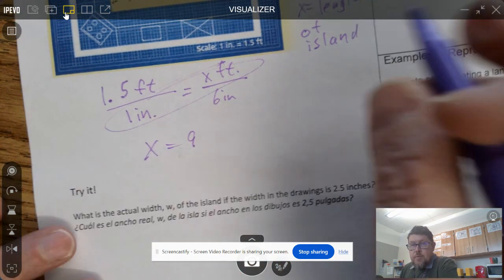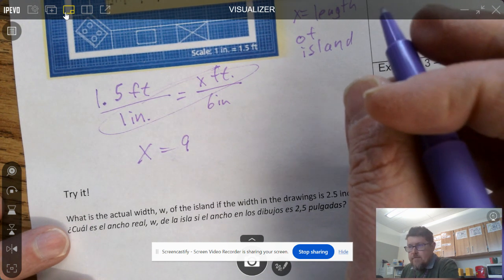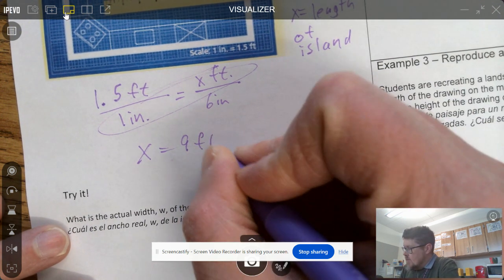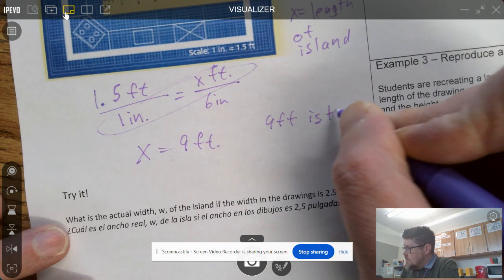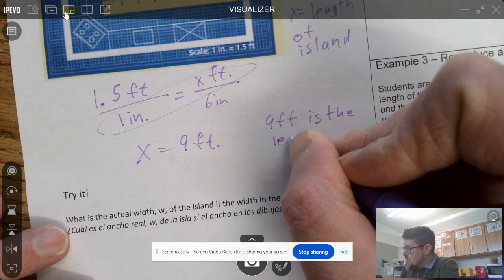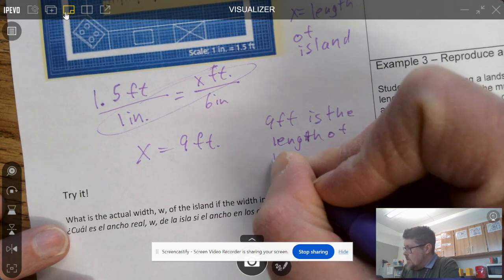So we get 9 feet. So 9 feet is the length of the island.